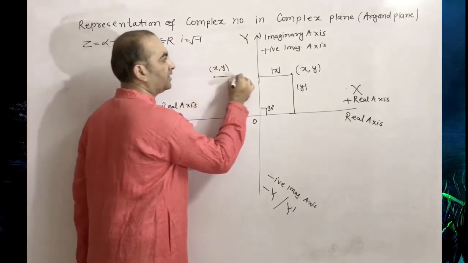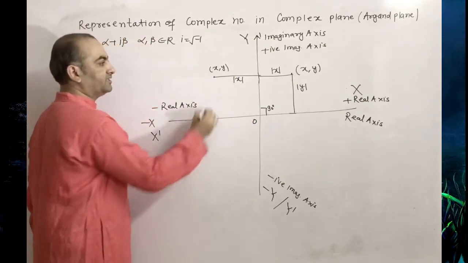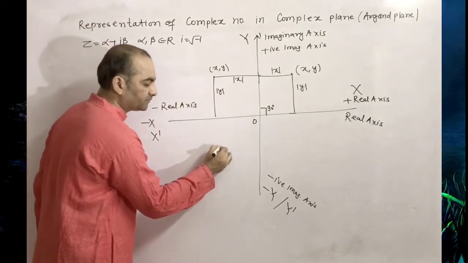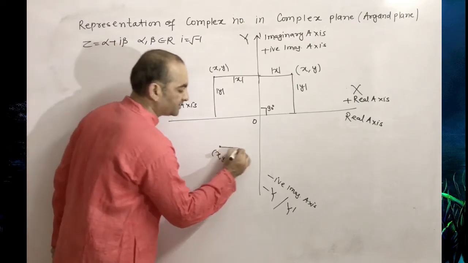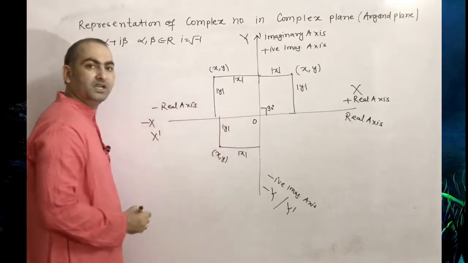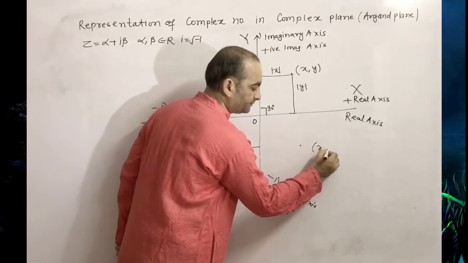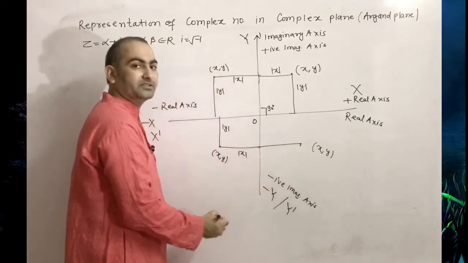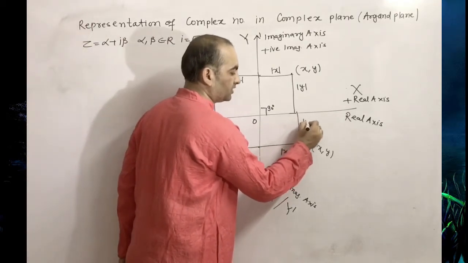x comma y. Okay, so x is what? Distance from imaginary axis. So this we write modulus of x, and this distance what? Modulus of y. Similarly, in this quadrant also, suppose if I take x comma y, here x and y both are negative, but this distance is modulus of x, and this one is modulus of y. And similarly, in this one also, if we take any point x comma y, x is distance from imaginary axis, so that is modulus x, and y is distance from real axis, that is modulus of y.